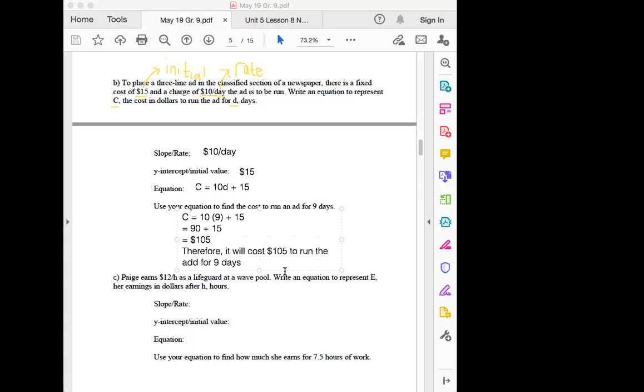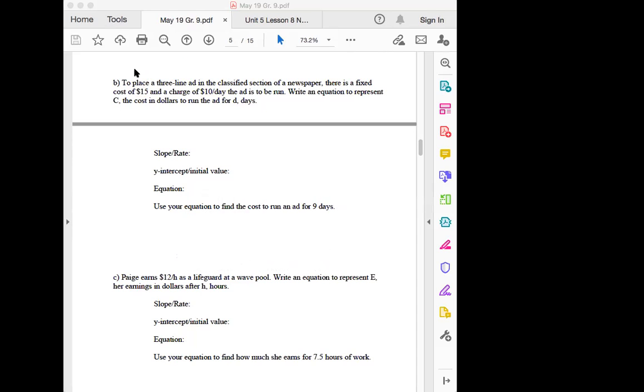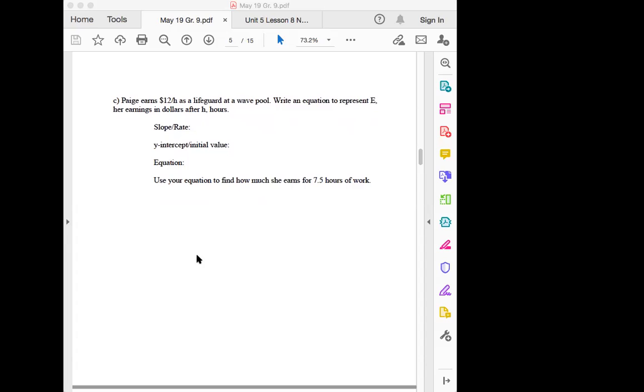Okay. So I'm going to erase this. We're going to look at one more example. So Paige earns $12 per hour as a lifeguard. So that would be our rate. So whenever you see a dash per hour, per day, per whatever, that is always going to be our rate. That depends on the days or the hours or whatever it is. Okay, write an equation E for her earnings in dollars per hour.